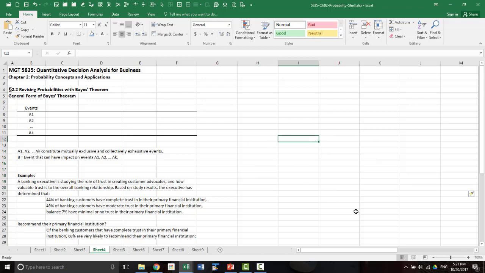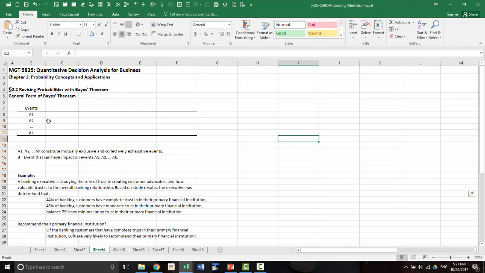Okay, the next topic is Bayes' theorem. Bayes' theorem is a very powerful theorem which can be used in data mining techniques. It starts with a set of mutually exclusive and collectively exhaustive events.